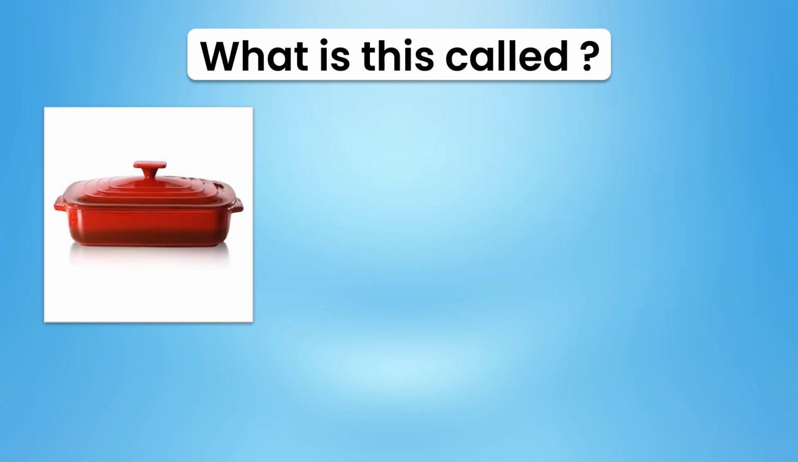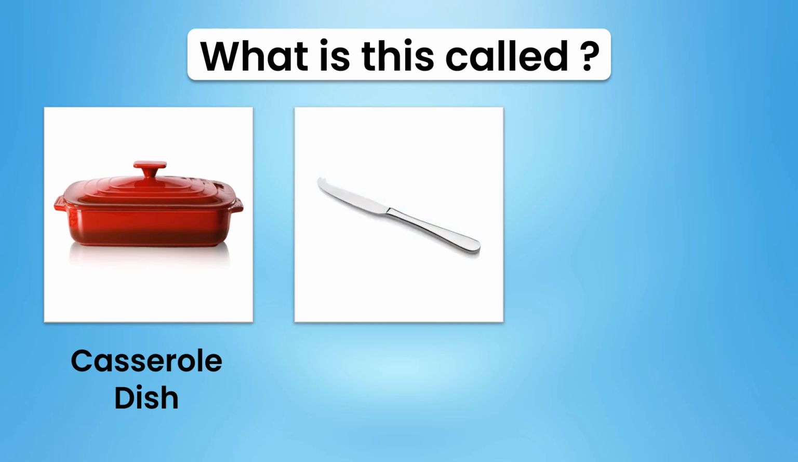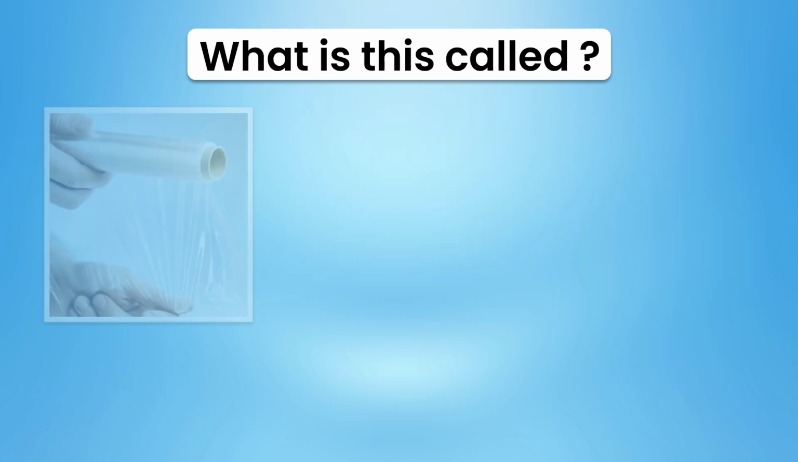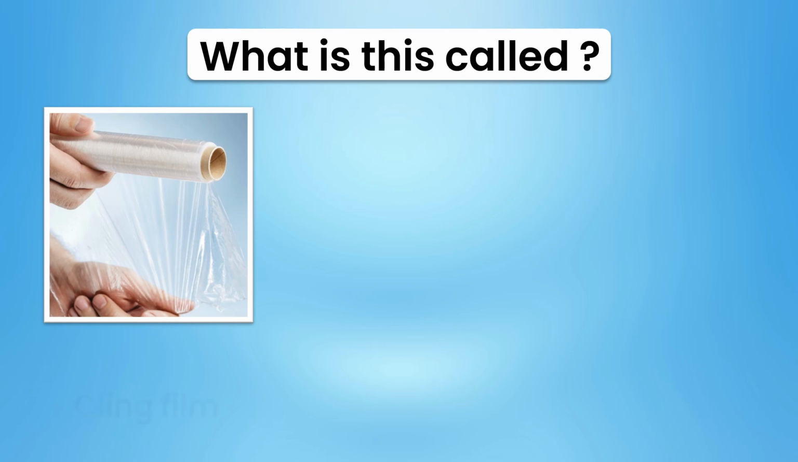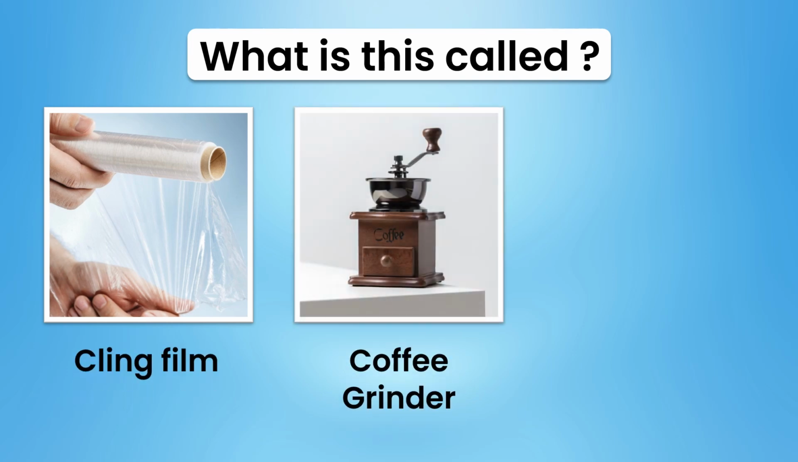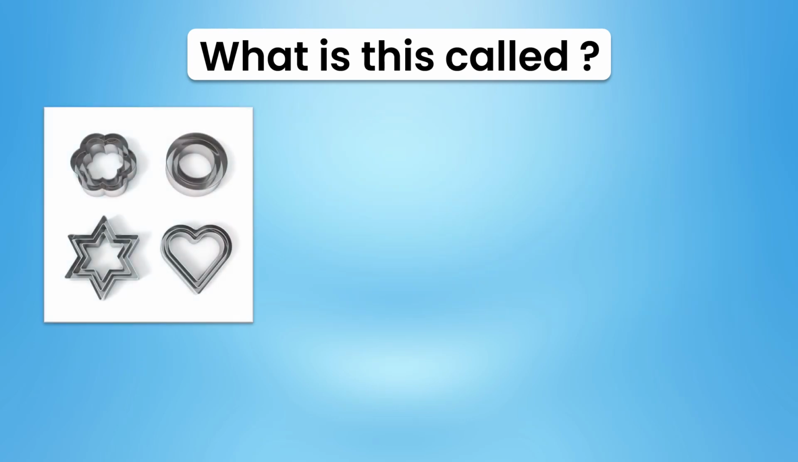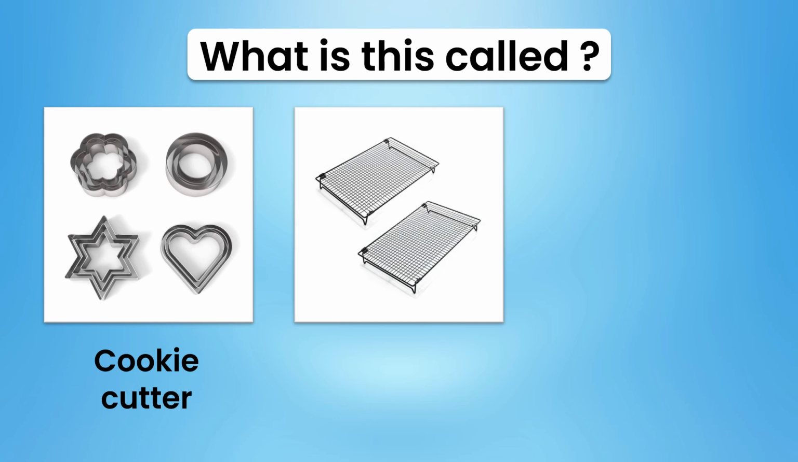What is this called? Casserole dish. Cheese knife. Chopper. What is this called? Cling film. Coffee grinder. Coffee maker. What is this called? Cookie cutter. Cooling rack.